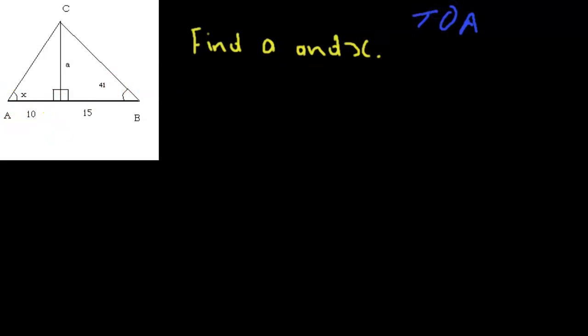Applying the tan ratio, tan of the angle, which angle are we talking about here now? 41, is equal to the opposite side, which is A, over the adjacent side, which is 15.